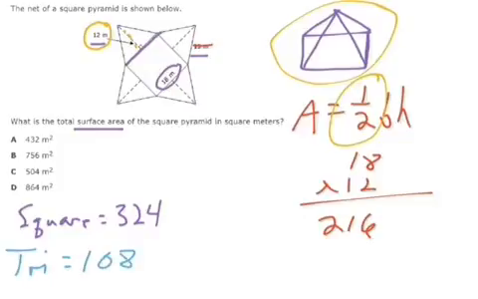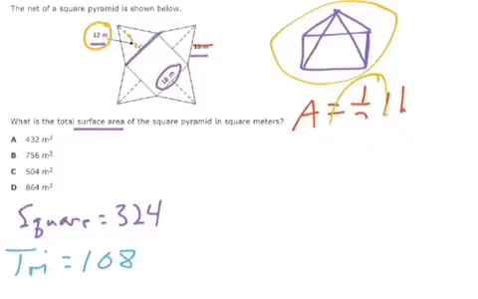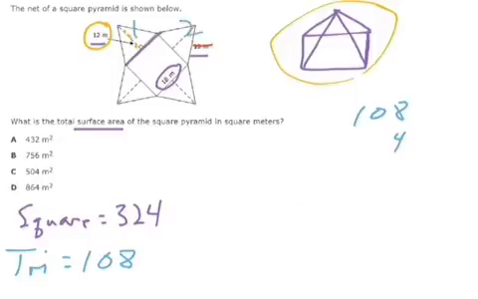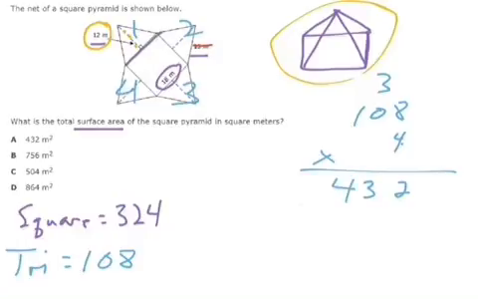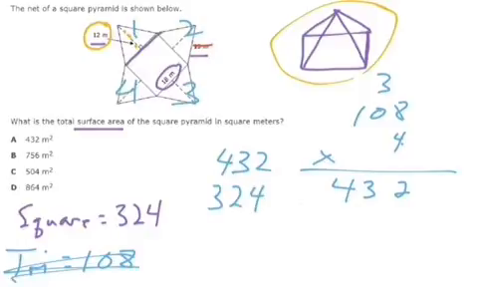Well, how many are there? There's not just one of them. There are 4 of these triangles. So if we did 108 times the 4 triangles, 1, 2, 3, 4, 4 times 8 is 32. Carry the 3. 4 times 0 is 0, plus 3 is 3, and then 432. So the area of all the triangles put together is 432, and then I have to add that to 324. We want the surface area. That's for the whole surface.